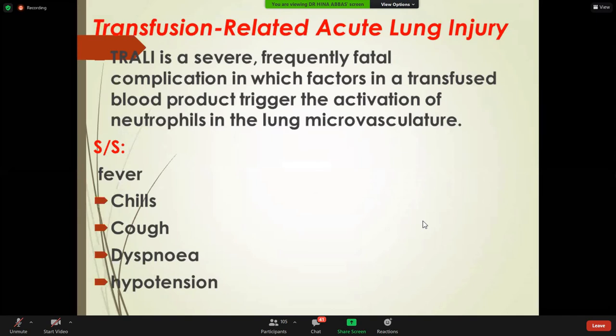In hemolytic transfusion reaction, because there is so much hemolysis, the patient may or may not have fever. It's not an absolute sign. But in bacterial contamination there will definitely be fever, in TRALI there will be fever, and in febrile transfusion reaction there will be fever. Again, dyspnea and hypotension can occur in immediate hemolytic transfusion reaction, in TRALI and in bacterial contamination. So the signs and symptoms are overlapping and identifying a blood transfusion reaction is a challenge.